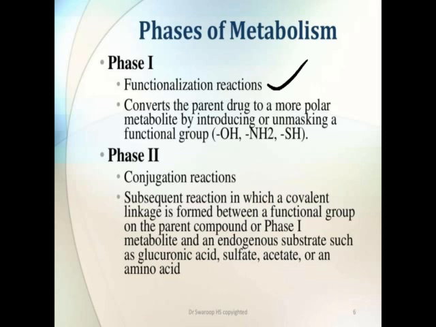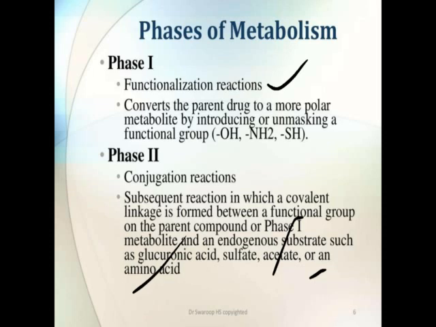So hydroxy group, carboxylic acid group, then NH2, SH groups. Such groups can be formed from the drugs or they can be unmasked. The second process is the subsequent reaction in which the functional group present in the drug or in the phase 1 metabolite is conjugated with an endogenous substance, that means a substance present in our body like glucuronic acid, sulfate, acetate or amino acids. So that is the phase 2 reaction.